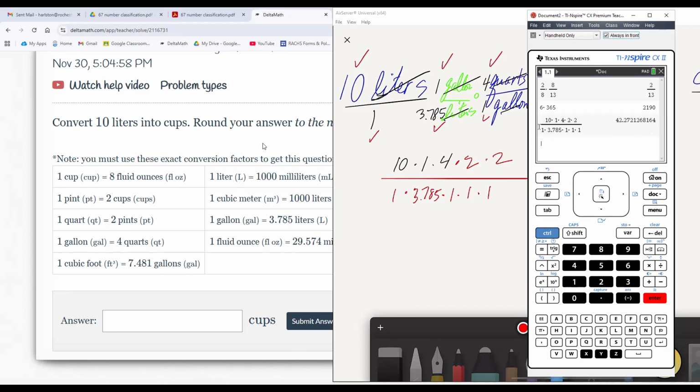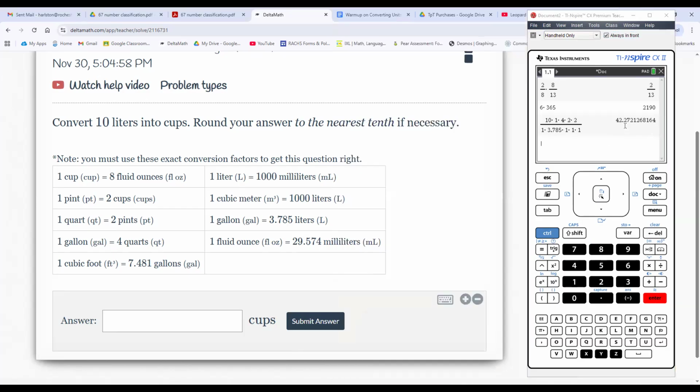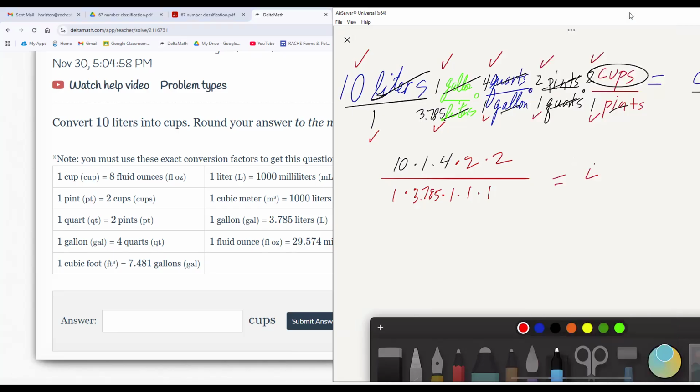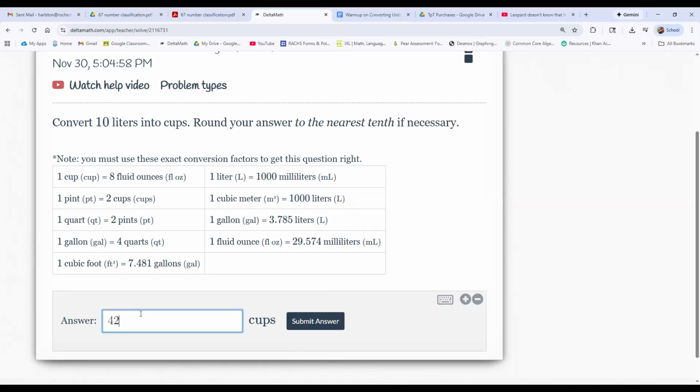Now they want us to round it to the nearest tenth. So that means the 2 is what we want, 1 decimal. You're going to look at the 2, go to the right. It's 5 or above. So this is going to be 42.3. So our answer is going to be 42.3 cups. Now we know the units have to be cups. We round it to the nearest tenth, so that's what we're going to put in here: 42.3.